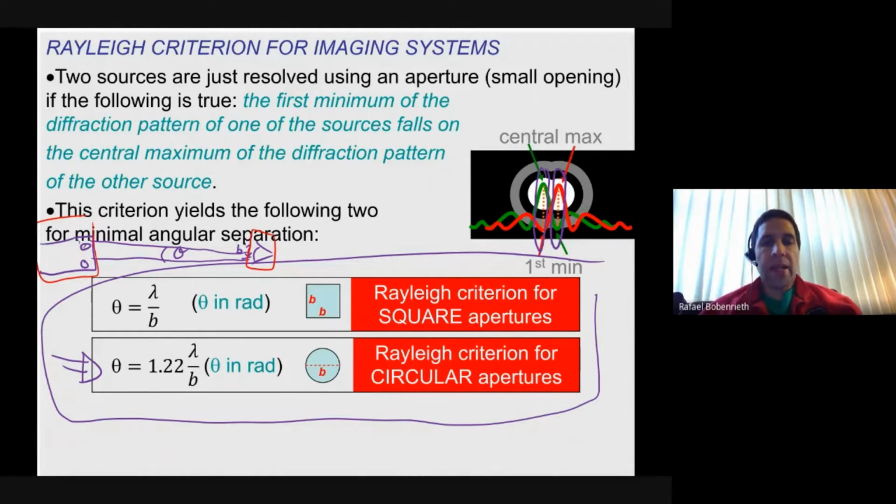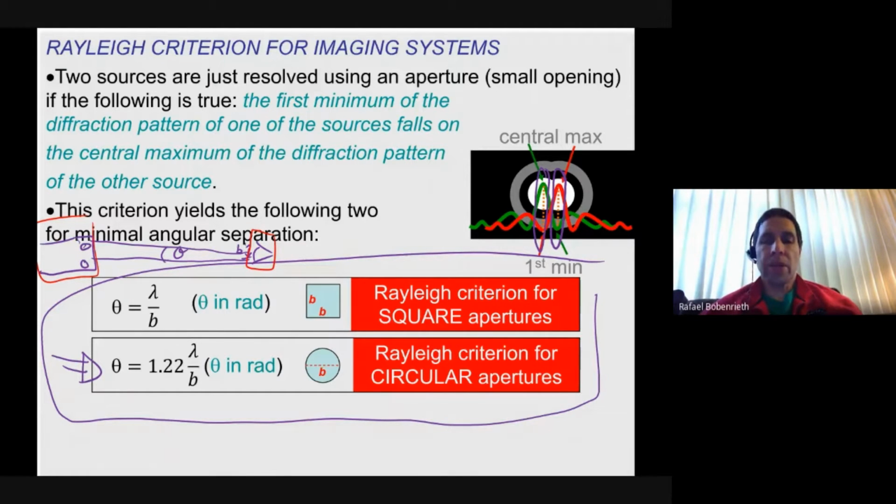Theta is the minimum angular separation required in order for this imaging system, in this case the eye, to distinguish this as two objects. And that criterion says theta equals 1.22 times lambda, the wavelength of the incoming light, divided by b, and b is the width of the opening. In this case, it would be the width of your pupil in your eye.